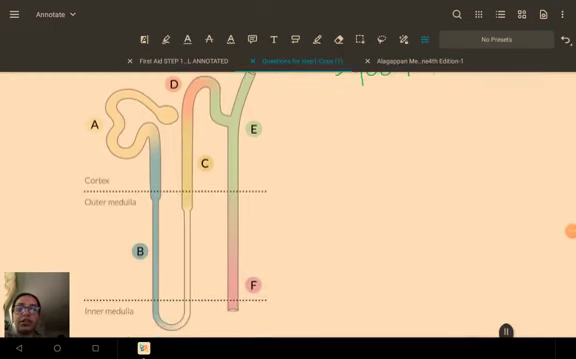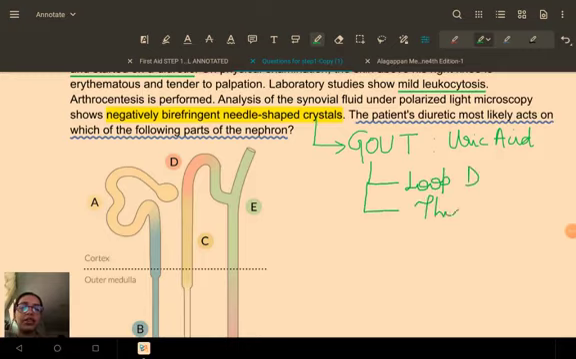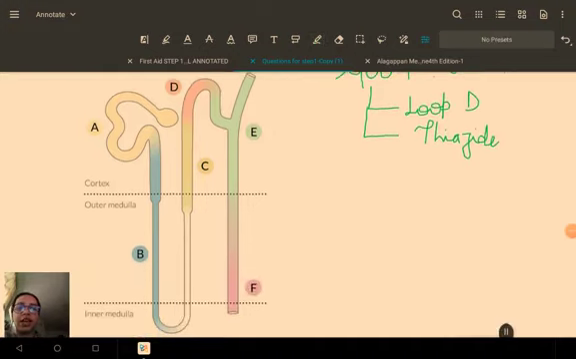diuretic act? So there are two drugs that we already know can cause gout. One is loop diuretics, they can cause gout, and the other is the thiazides, right? Where exactly do they act? Well, let's see. The location here, A, is the proximal convoluted tubule.